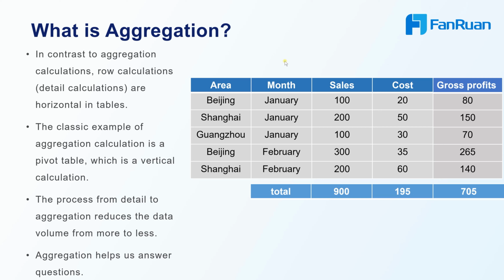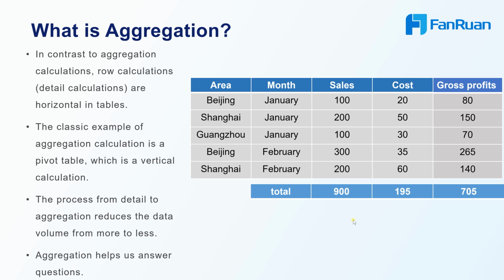For example, if I want to calculate the total sales for all regions, I would sum up the sales in each row. Aggregation calculation is something familiar to many users who have worked extensively with Excel. A classic example of this is a pivot table, which is a perfect representation of aggregation calculation. For example, if I summarize sales by year and month, this is an aggregation calculation. When data moves from detailed data to aggregation, we see a decrease in the amount of data. This process helps us answer questions.